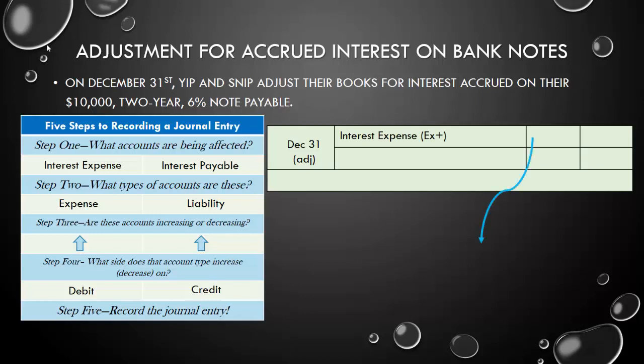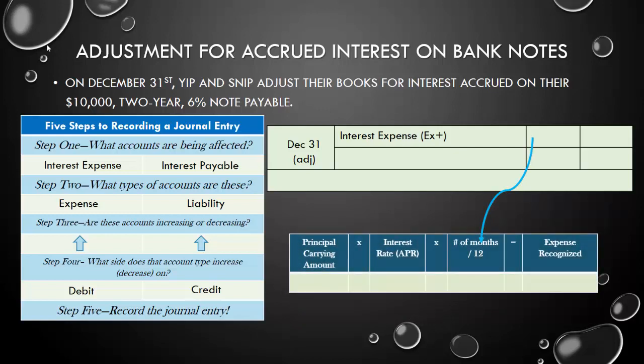For how much? Well, let's use the standard interest formula, which is principal times rate times time. Our principal carrying amount is how much principal we still owe on this note at the time we are accruing this interest. It was a $10,000 note when we signed it, and we have not made any payments thus far, which means we still owe them the full $10,000 in principal. Our interest rate is stated as 6%, or 0.06 for your calculations. Please don't multiply by 6.